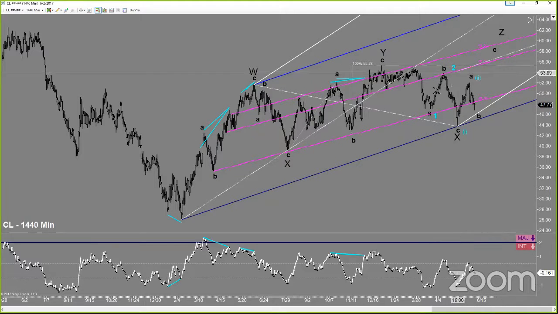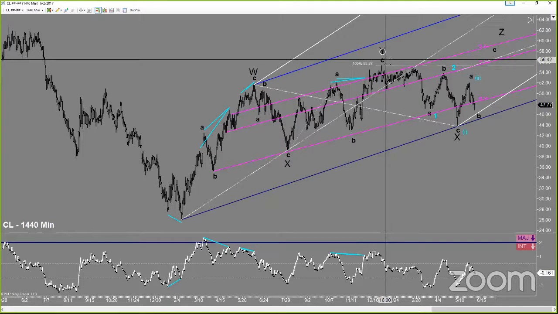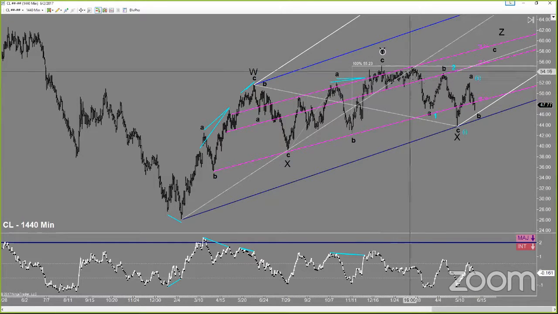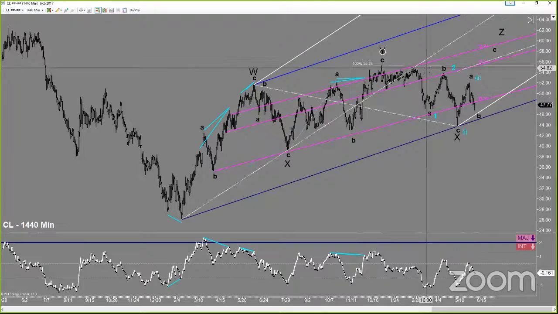So I'll just touch briefly on the other alternative, which is that this fourth wave is actually done here, where I have this Y marked, and this is then going to be headed lower from here, and will maintain below this high at 23.55.23. I think that's the high.